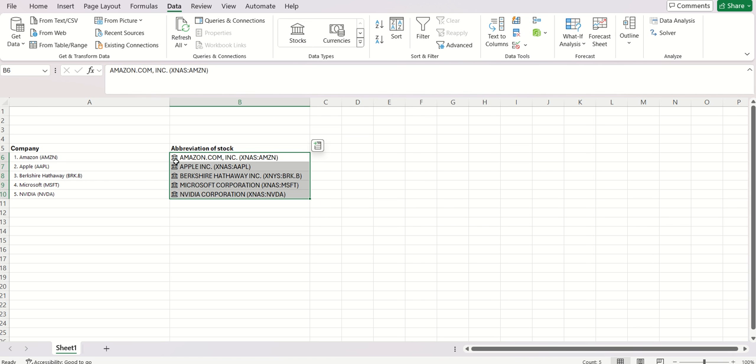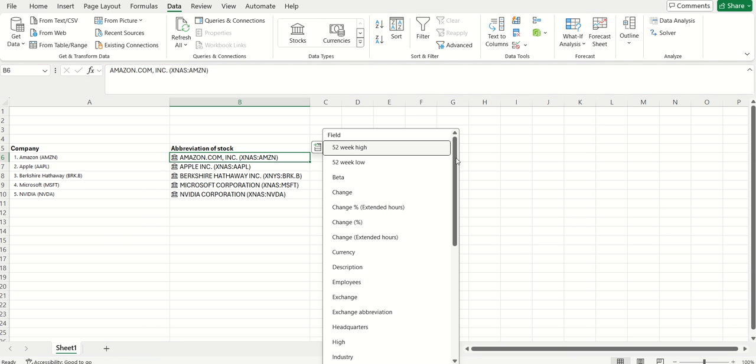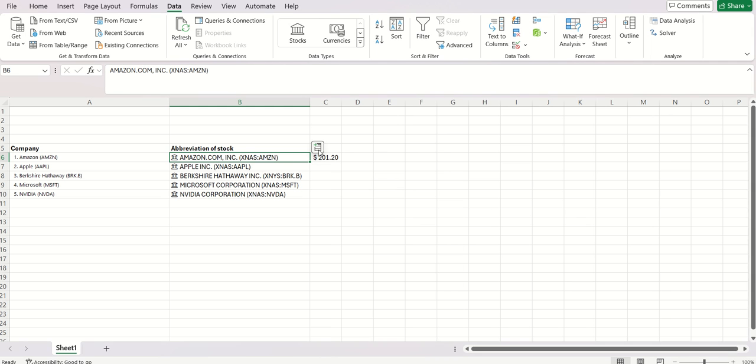After we go on this one, we can see the information of the stock. For example, I go to Amazon, I go in here, and I want to know this one, or maybe this one. They will show in here.